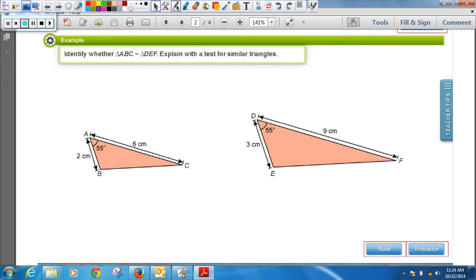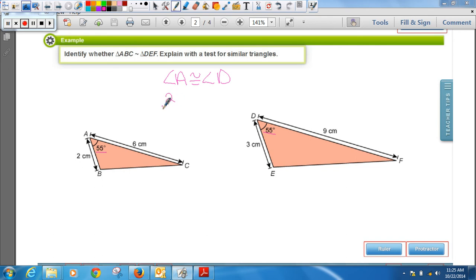So I look at what's given to me. I'm given two sides and an angle. These angles happen to be the included angle. So I know that angle A is congruent to angle D. So I know the included angles are congruent. Then I have to check my corresponding side lengths.